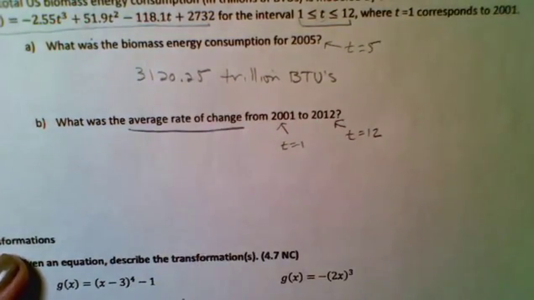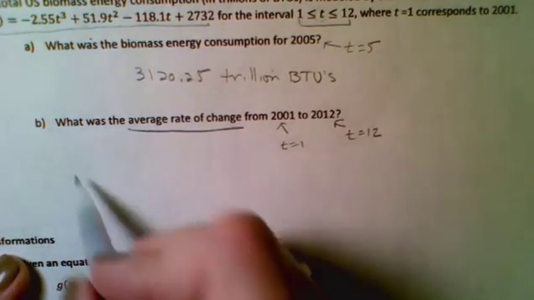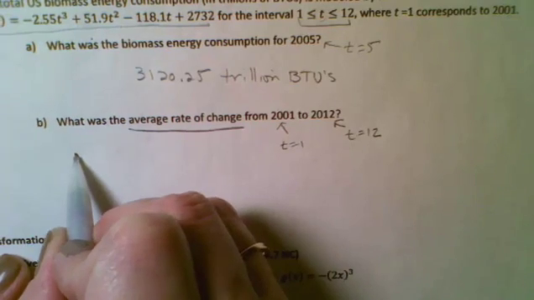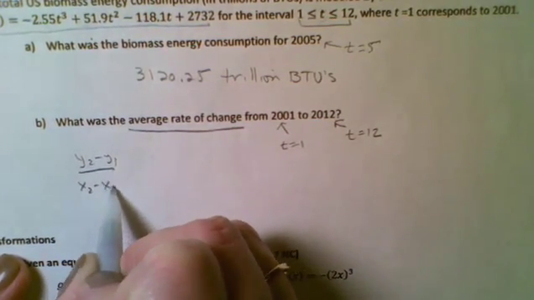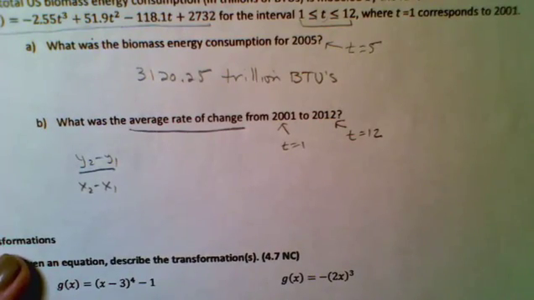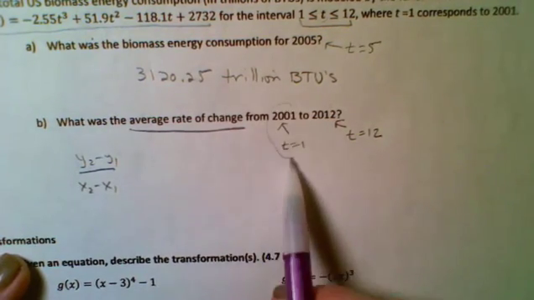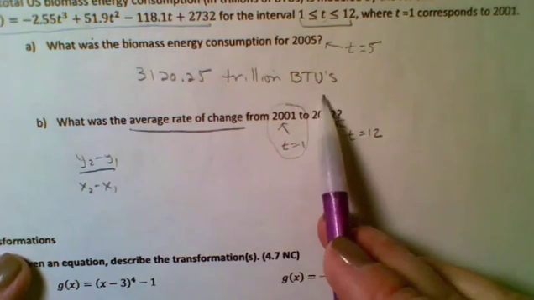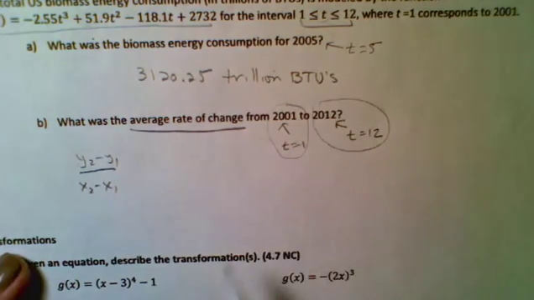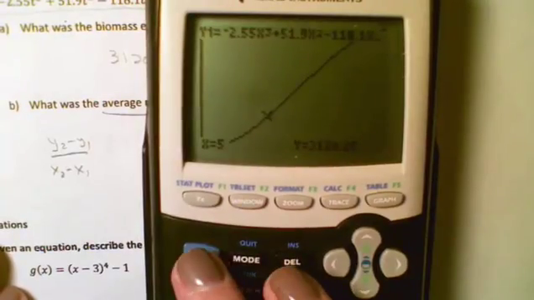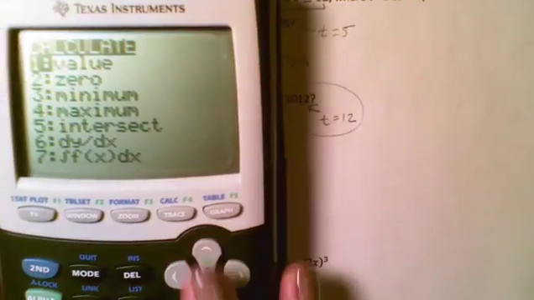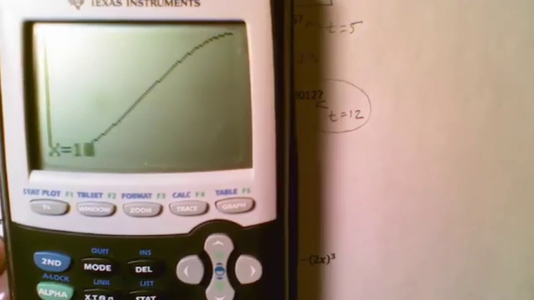Average rate of change is just the slope. Slope is the difference of your y values, y2 minus y1, over the difference of your x values. That's the slope formula. So I need to figure out the y value at t equals 1, or x equals 1, and the y value when x is 12. Let's go second calc, value, and put in 1.